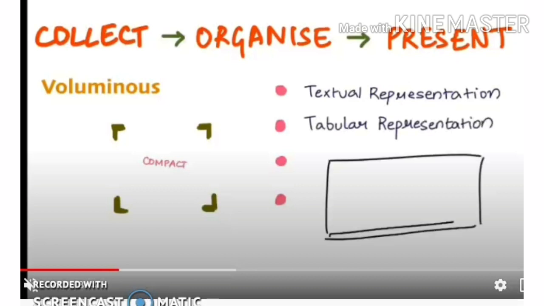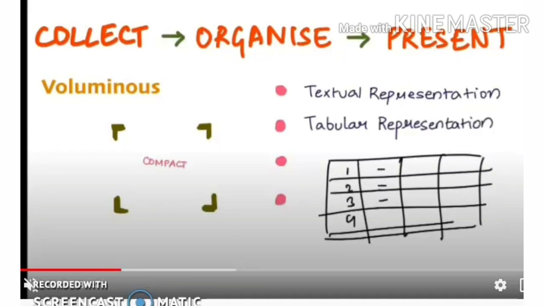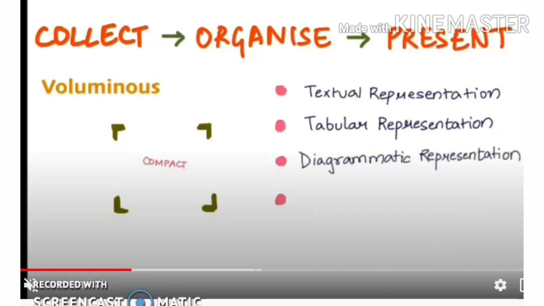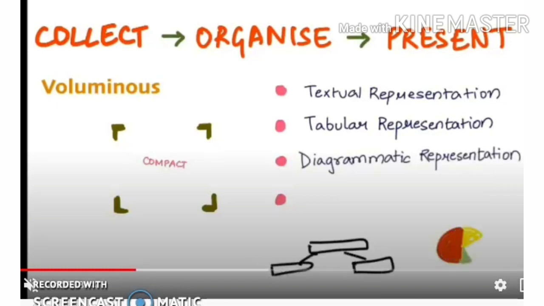Another form of representation that we are going to study is tabular representation. As you know, it has a table form with a number of columns and rows. Next is diagrammatic representation. Diagrammatic means the chart form, for example a pie diagram or pie chart. Next is graphic representation. Graphic means we represent it through graphs.